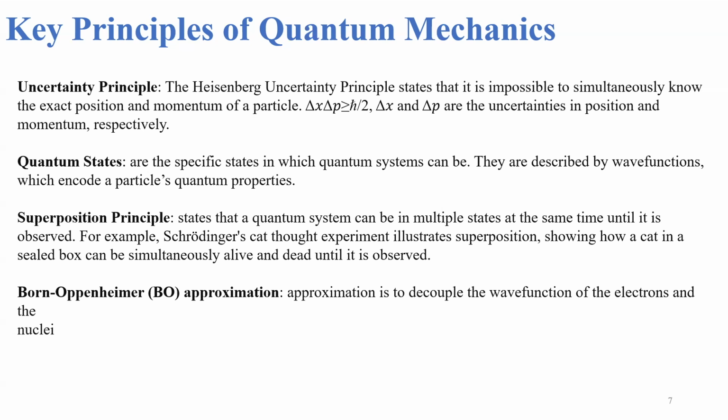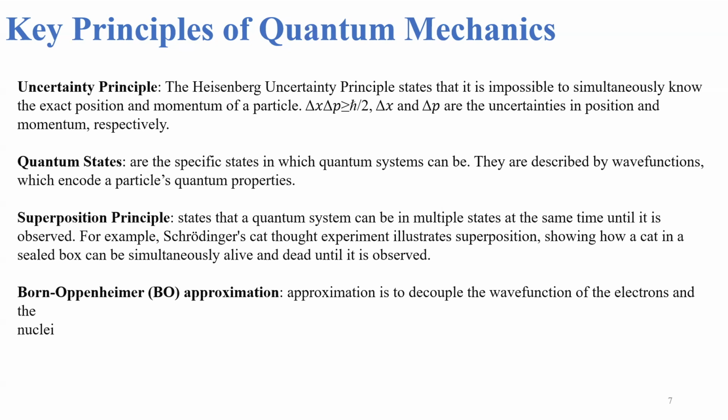Now, a very interesting principle of quantum mechanics is the superposition principle, which states that quantum systems can be in multiple states at the same time until they are observed. So this cannot be part of classical mechanics. For example, Schrödinger's cat thought experiment illustrates superposition, showing how a cat in a sealed box is simultaneously alive and dead until it is observed.